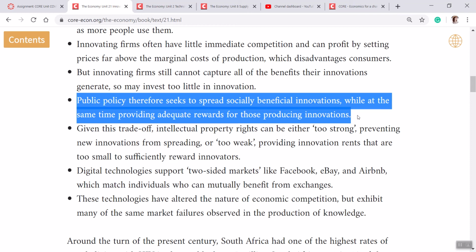Public policy seeks to spread socially beneficial innovations while at the same time providing adequate rewards for those producing innovations. So an example of public policy could be government grants. We have the National Institute of Health, the Centers of Disease Control, the National Institute of Mental Health. All these organizations are government-funded organizations. They can be working along with the pharmaceuticals and developing new drugs, new innovations. They could be funding the pharmaceuticals. A lot of times the pharmaceuticals will get funding by the government to work on a particular study.